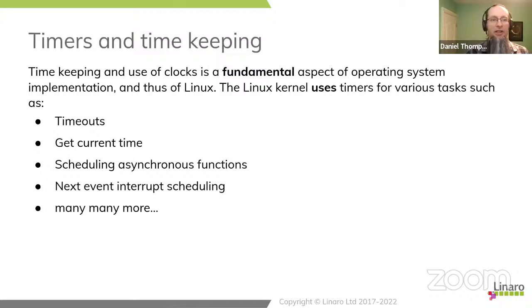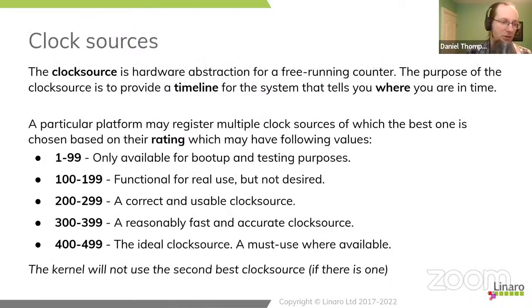So first off, just a quick look behind the scenes at drivers. There are two fundamental types of drivers that get involved in timekeeping. The first is called a clock source, and it's simply a hardware abstraction of what's essentially a free running counter. Certainly if it's a 64-bit value, it's a free running counter. If it's 32, it has to interrupt before it wraps, but that's a minor detail. And the purpose of that clock source is to provide a timeline for the system to tell you where you are. There can be many clock source drivers within your system.